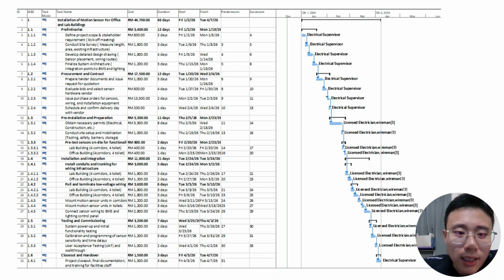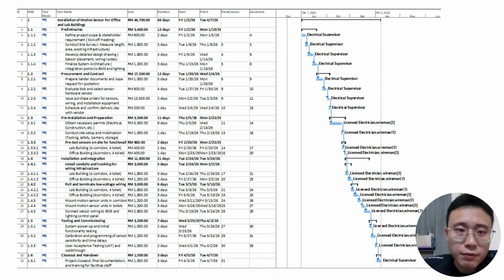Moving on to phase 2, which is installation and integration, this is the core execution phase of this project. The activities include installing conduit and trunking, pulling and terminating the low voltage wiring, and most importantly mounting the motion sensors in the corridors and the toilets. All these sensors are connected to the building management system, which is BMS, and the lighting control panel. Most of these tasks are carried out by the licensed electrician and wiremen, ensuring their compliance with the MS standard, which is the electrical standard.